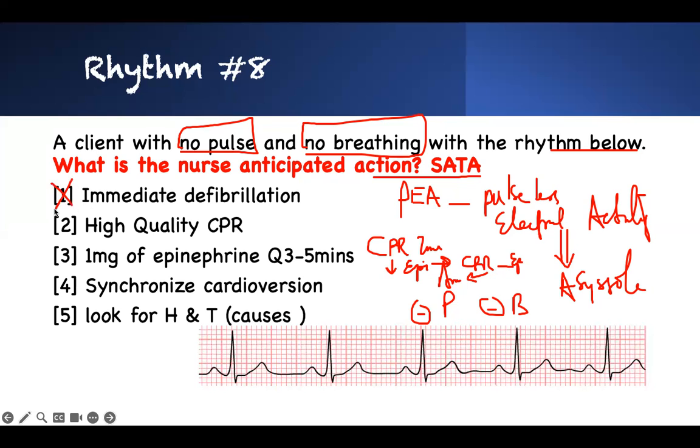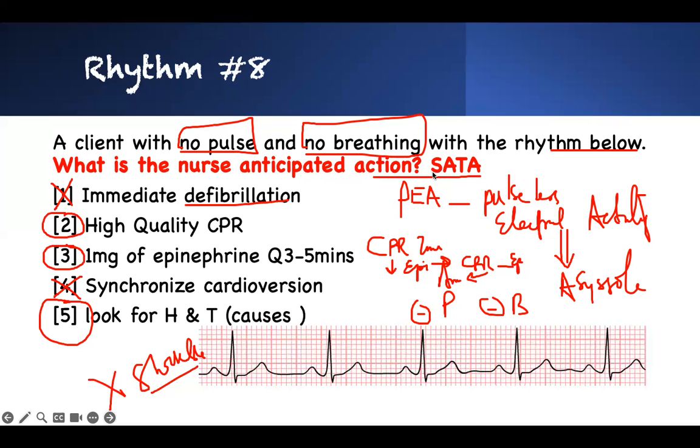Once again, immediate defibrillation. This is not a shockable rhythm. You can't shock it. If you shock a PEA or asystole, you kill them. So never shock a PEA, pulseless electrical activity, or asystole. So defibrillation is bad. High quality CPR, excellent. 1 milligram of epi, the same things. Synchronized cardioversion, no, you can't shock them. Look for H and T's, the same thing. So you treat it like asystole. Once again, electrical signal with no pulse. It's called pulseless electrical activity, and never shock those patients.